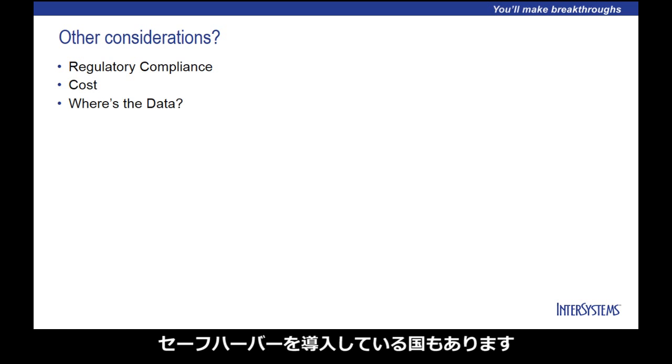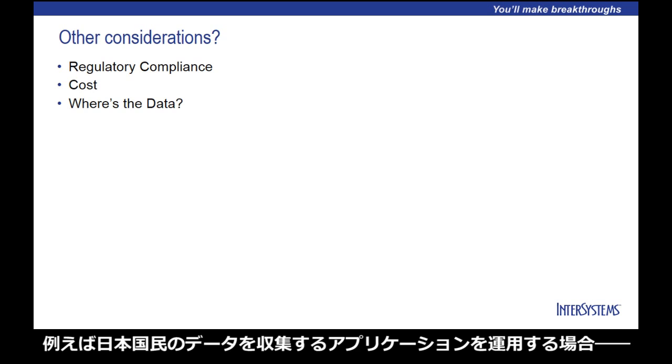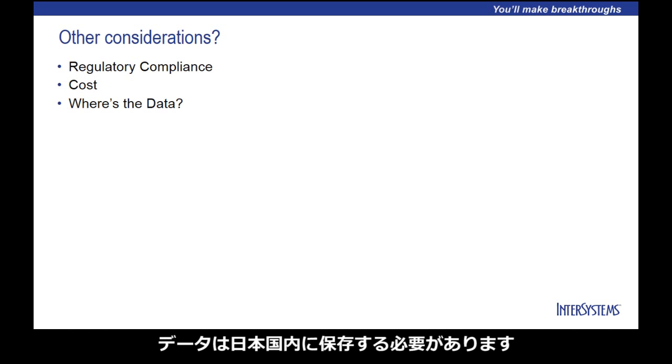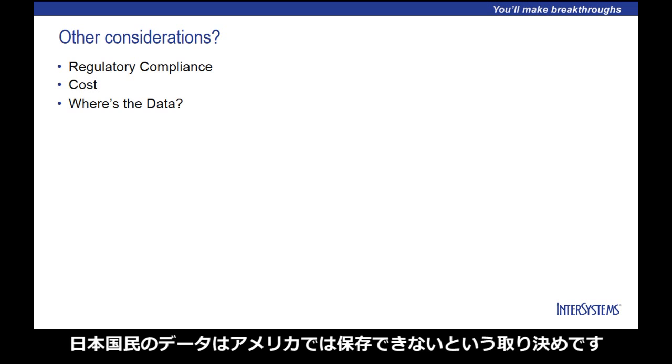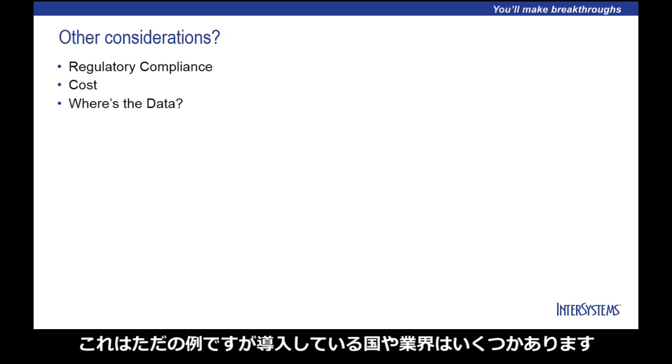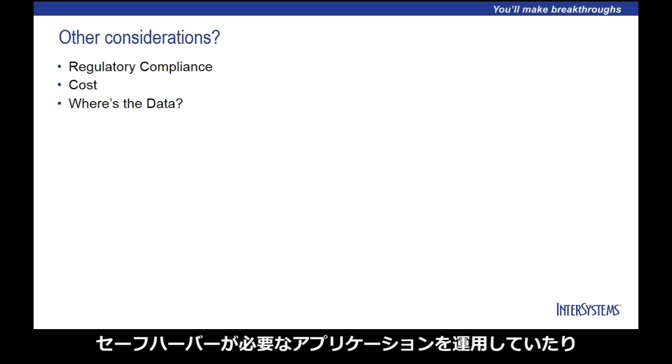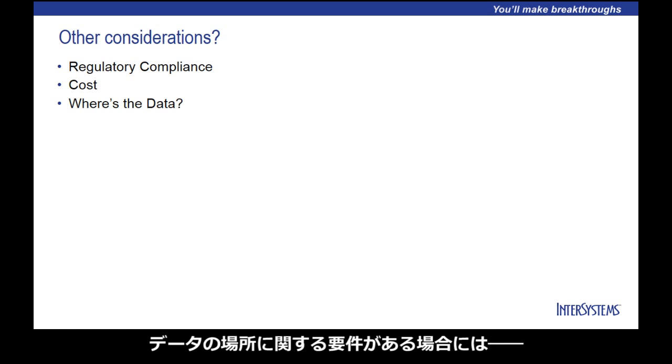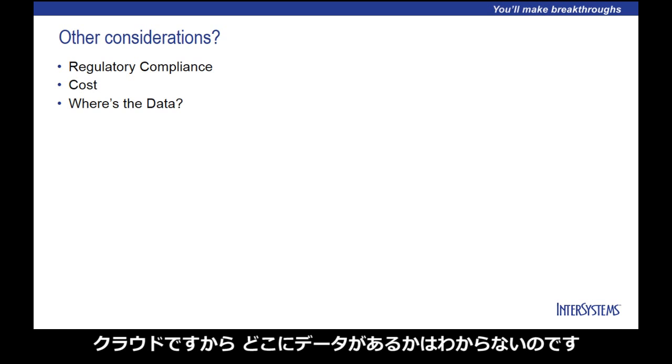Okay. There's this thing called safe harbor, which basically some countries have, which say that if I have an application that's going to collect data for citizens in Japan, I must make sure that this data is stored in Japan. For example, my data cannot be stored for the citizens of Japan in the United States. I'm just giving you an example. There are some countries that have that, and there are some industries that require that. So if you have a safe harbor type application, or you have an application that has a requirement for actual location of data, the cloud may not be the answer for you, because when you put the data in the cloud, it's in the cloud. We don't know where it is, right? Could be anywhere.